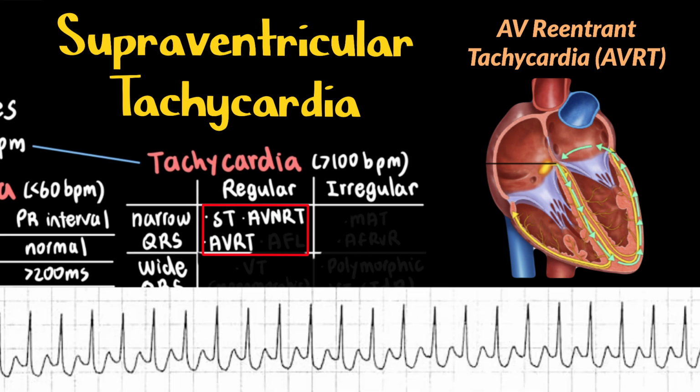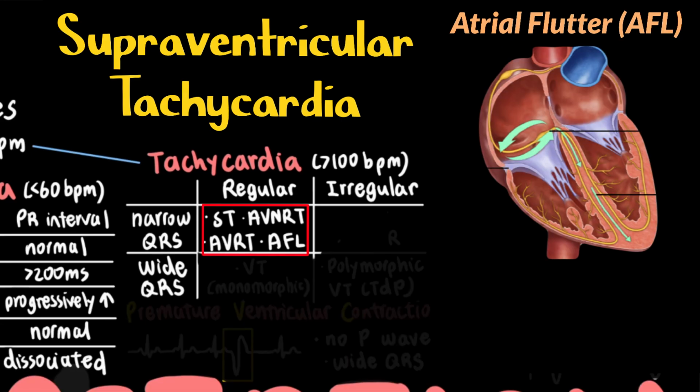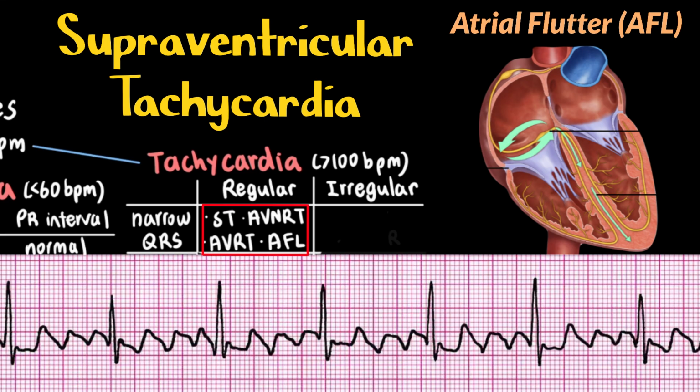This results in a narrow QRS tachycardia with inverted P waves appearing just after the QRS, best seen in the inferior leads. Atrial flutter, or AFL, is caused by a macro reentrant circuit in the atria, which presents as classic sawtooth flutter waves, most visible in the inferior leads. The ventricular response is usually regular.